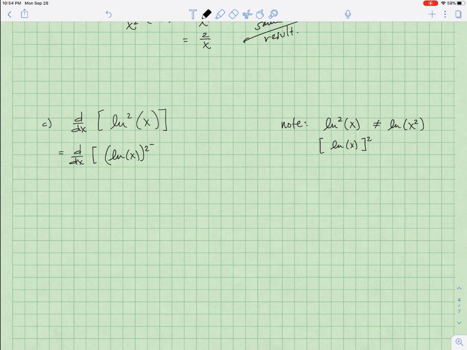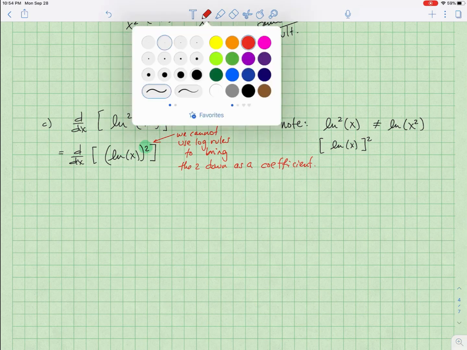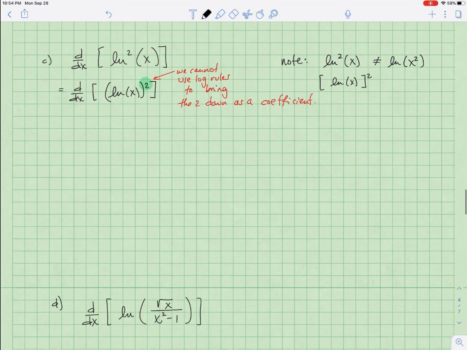And in this case, we cannot use log rules to bring the 2 down as a coefficient. I hope you're paying attention, because I'm about to bring the 2 down. But I'm not about to bring the 2 down using log rules. I'm about to just take the derivative. And this is the chain rule.